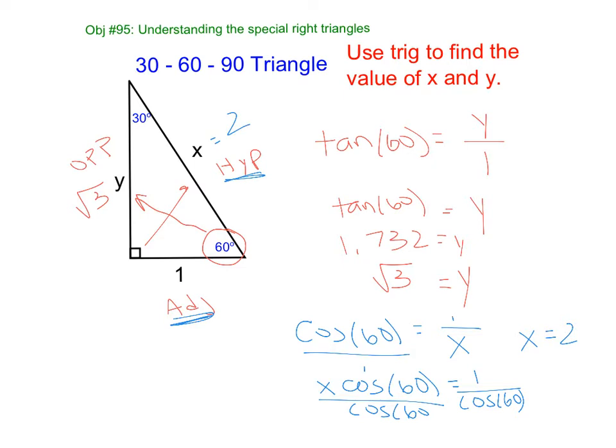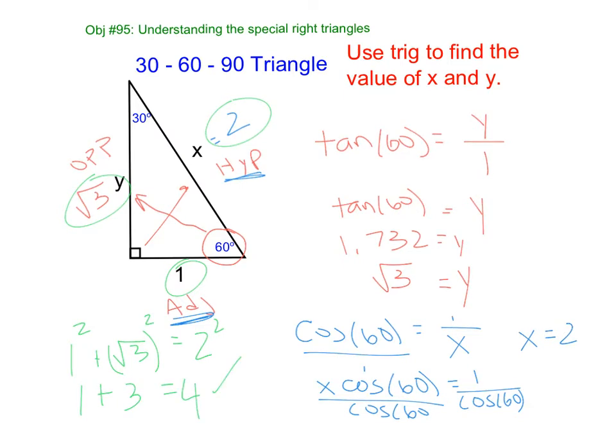And if you think about this, we have 1, the square root of 3, and 2. If you do Pythagorean theorem, 1 squared plus the square root of 3 squared equals 2 squared, right? That's 1 plus 3 equals 4. So that's another way you can really see that this does work out nice.